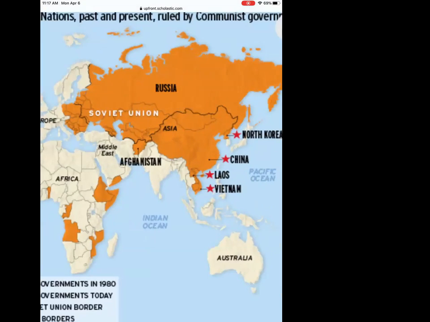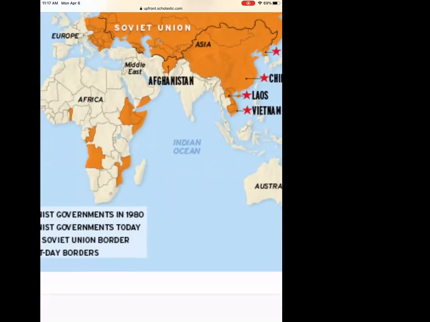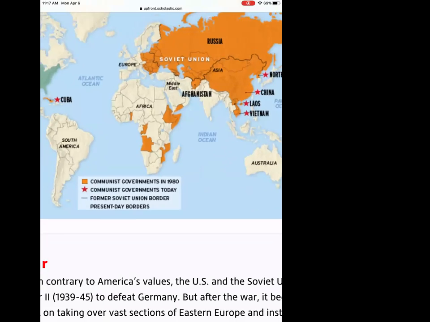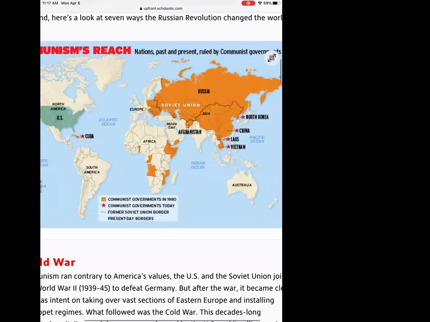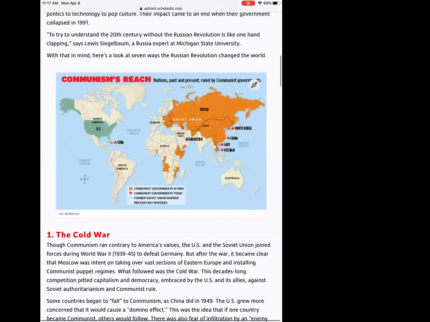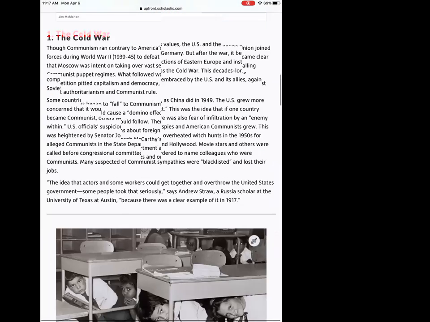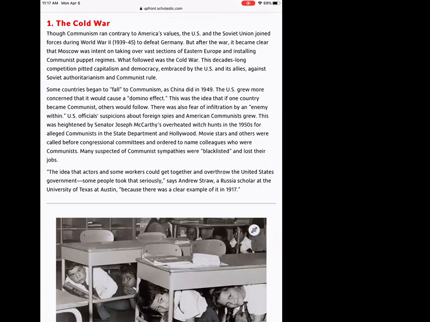So you can see these yellow countries are communist governments in 1980, and the places that have stars, Cuba, Vietnam, Laos, China, and North Korea, are the only communist countries today. All right, number 1, the Cold War. Though communism ran contrary to America's values, the US and Soviet Union joined forces during World War II from 1939 to 1945 to defeat Germany.